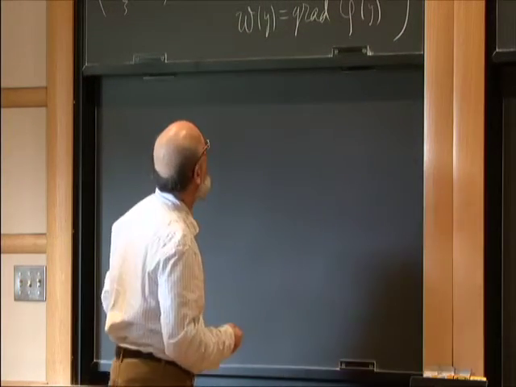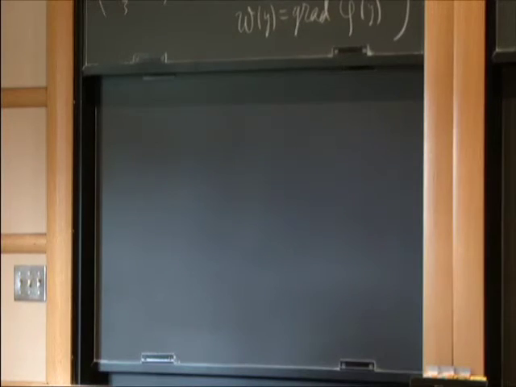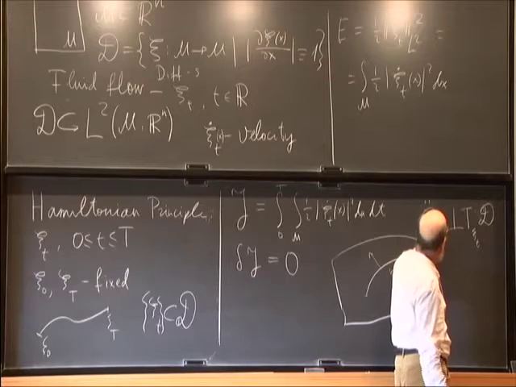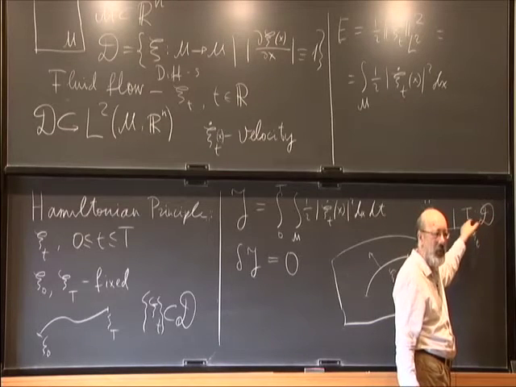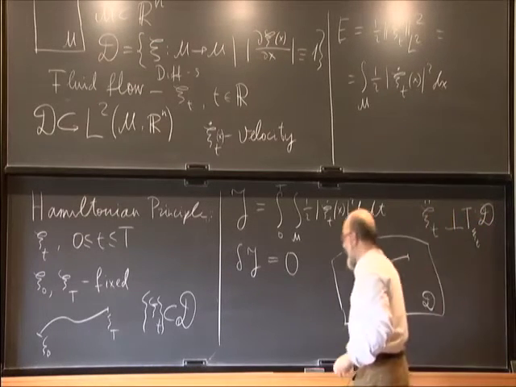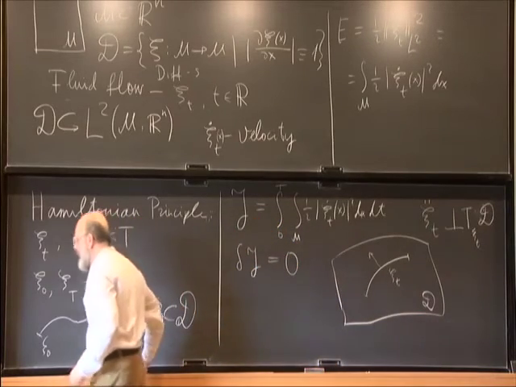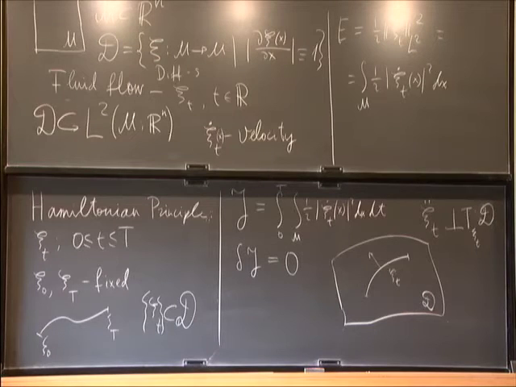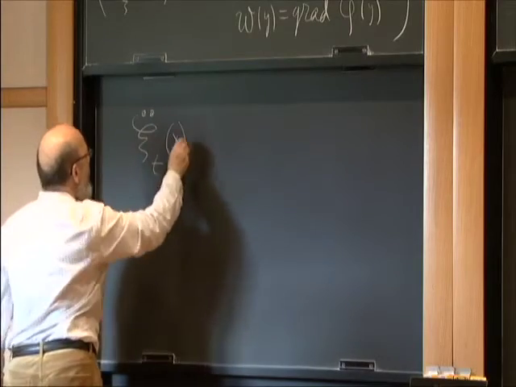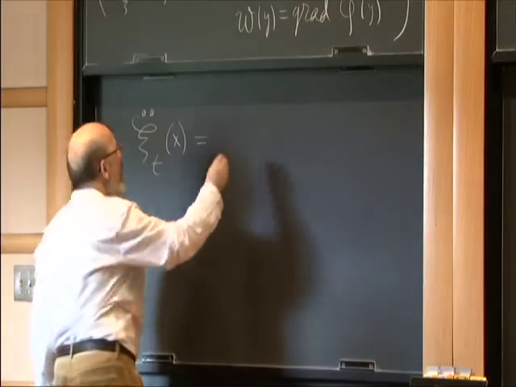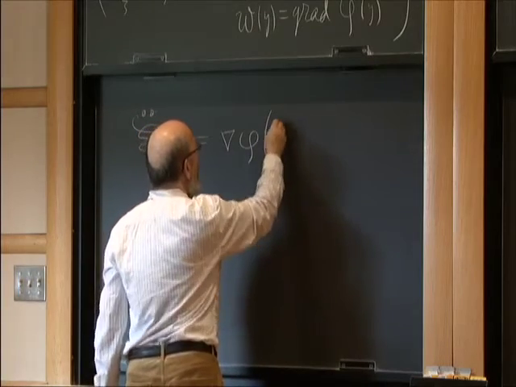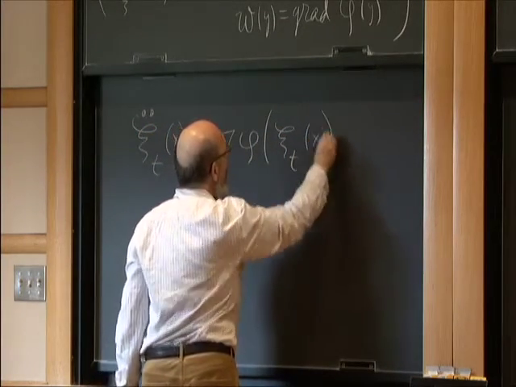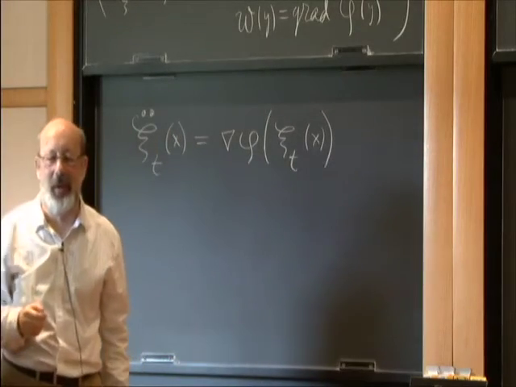So this means that this equation, Ct double dot, the acceleration, is orthogonal to the tangent space. So it belongs to the orthogonal complement to the tangent space. And this means that Ct double dot of X equals gradient phi at the point Ct of X for some function phi.